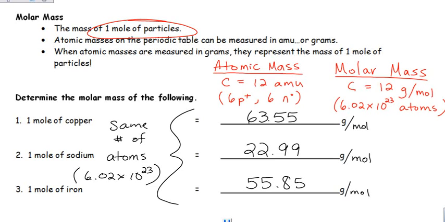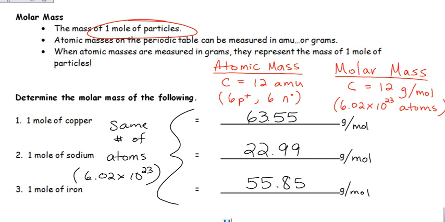Last video, we talked about molar mass, the mass of a mole of particles. You can use the periodic table's masses in grams, which is how we would want to use them in the lab. We just have to be aware that, for example, if I measure the mass of carbon to be 12 grams, in grams those masses represent 1 mole of particles. So we call it the molar mass.